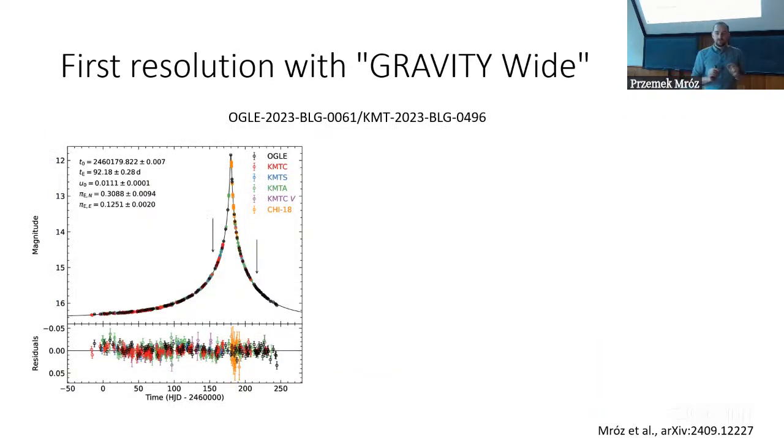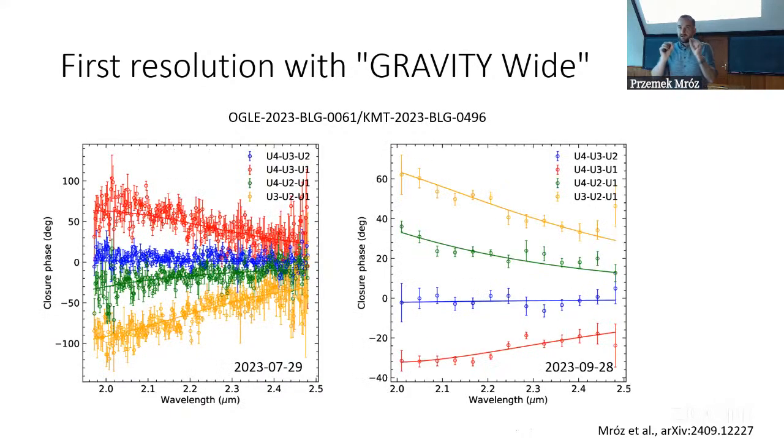But last year, we were lucky to, for the first time, use GRAVITY-Wide, this new mode, to resolve microlensed images for a microlensing event from the 2023 batch, number 61. Again, this is the light curve of the event. We observed it twice with GRAVITY. One observation was before the peak, the other after. During the two epochs of observations, we were able to measure the closure phases.